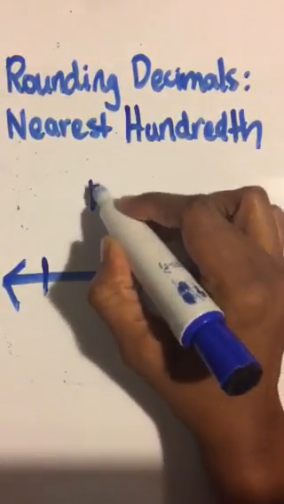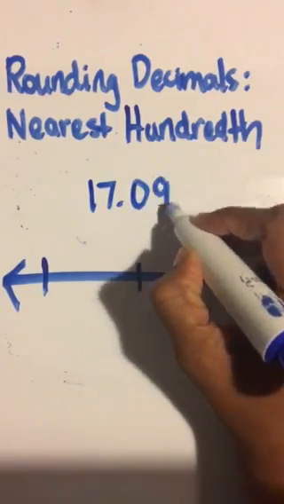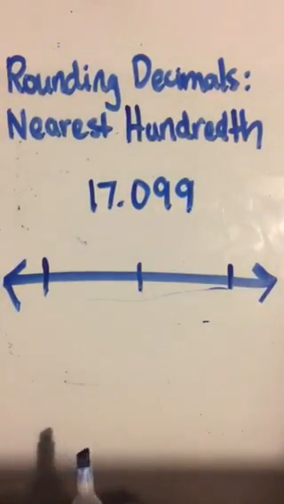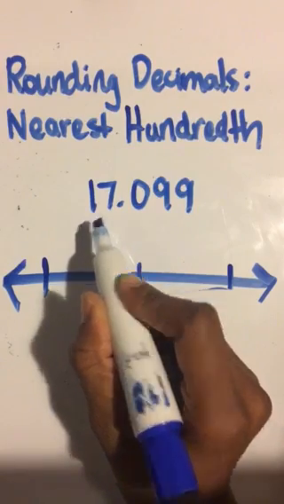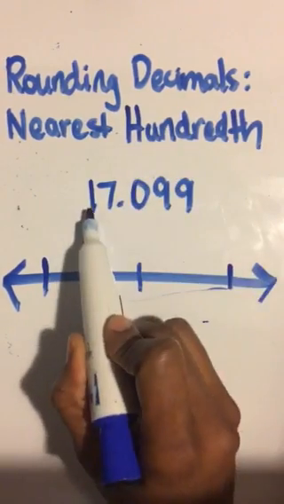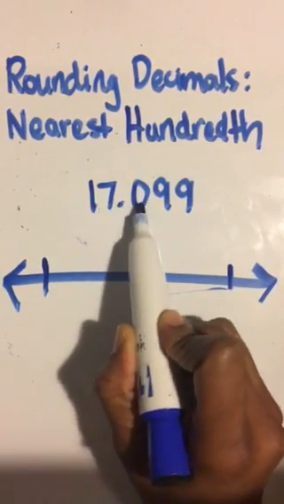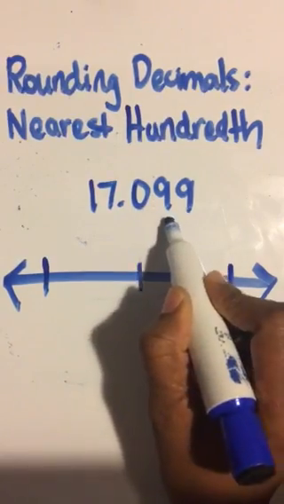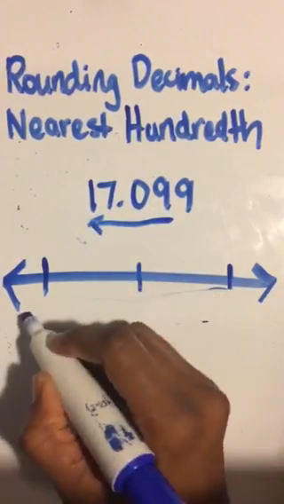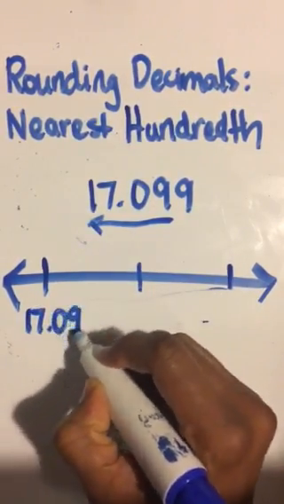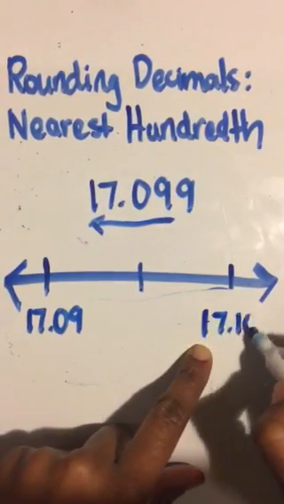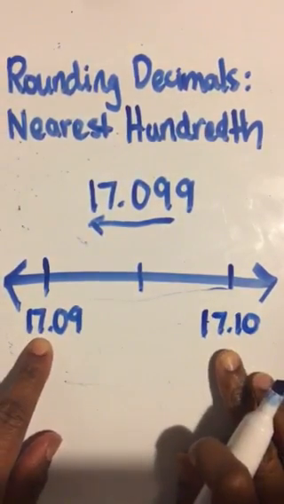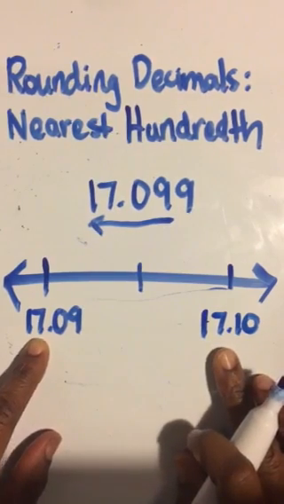How about 17 and 99 thousandths? We're going to find our benchmark, which is hundredths. Tens, ones, tenths, hundredths. Everything to the left gets left. And then I add 1/100th. So I have 17 and 9 hundredths, 17 and 10 hundredths.